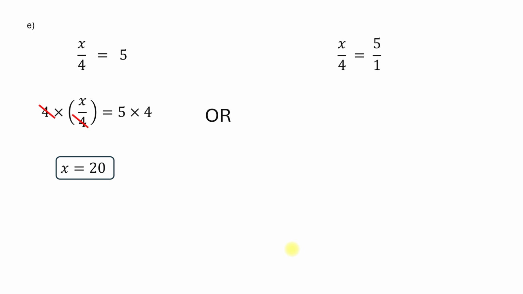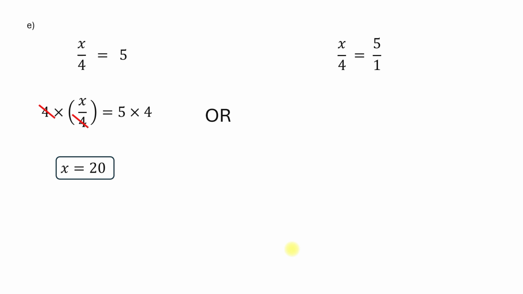And 5 over 1 are the same thing. And we do this because we're about to cross multiply. And if we have it set up like this, we can see the cross multiplication a little bit easier. So once again, x over 4 equals 5 can be expressed as 5 over 1.